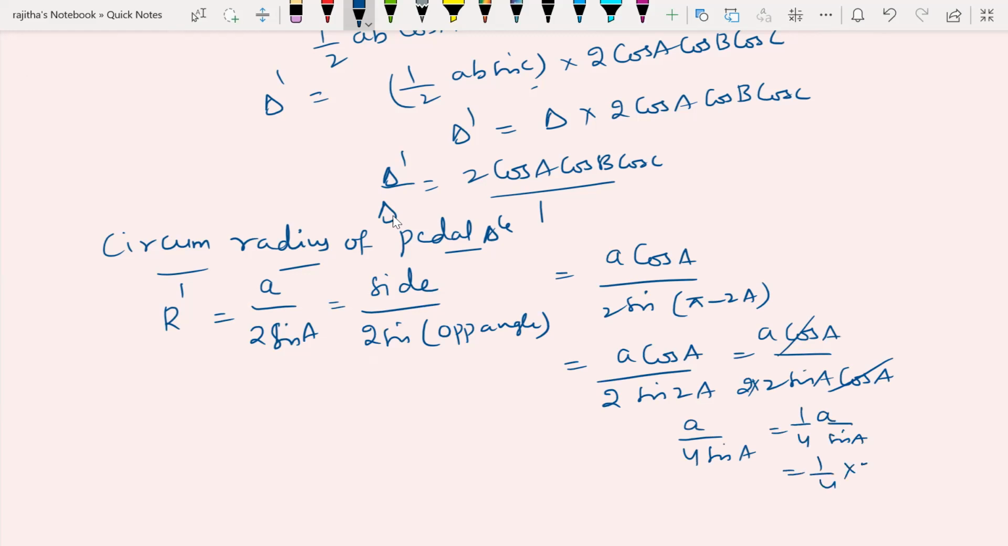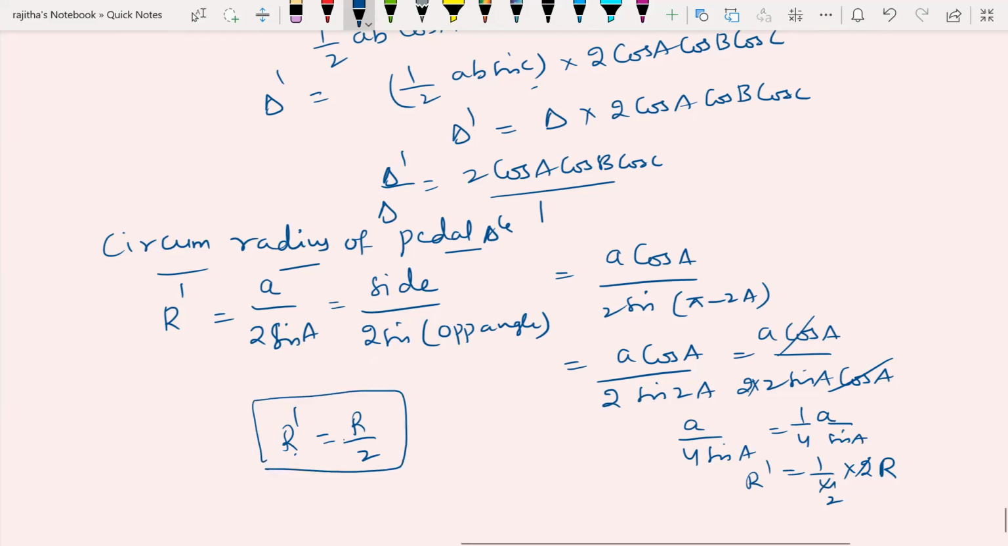1 by 4 into 2R. So R dash is equal to 2R by 4, simply R dash is equal to R by 2. So the circumradius of the pedal triangle is equal to half of the circumradius of the given triangle ABC. Okay, thank you.